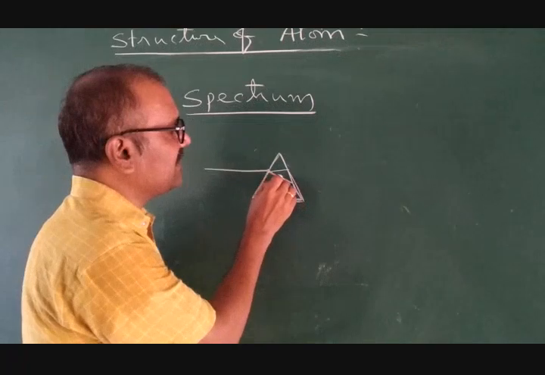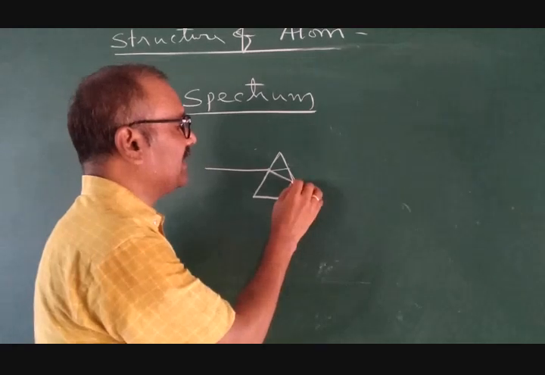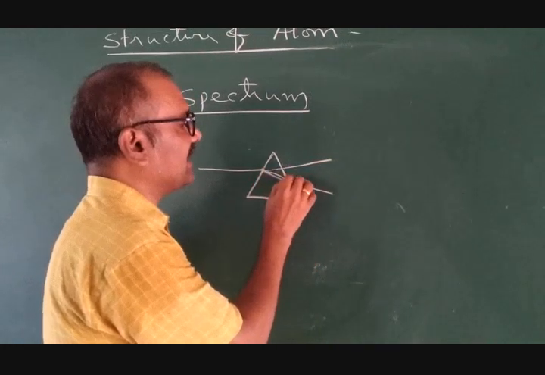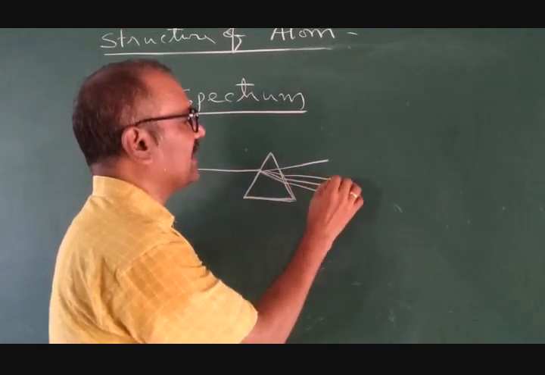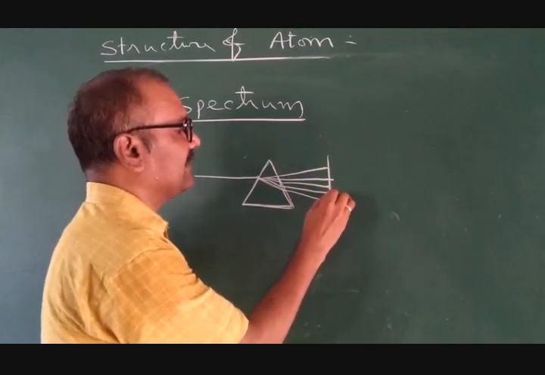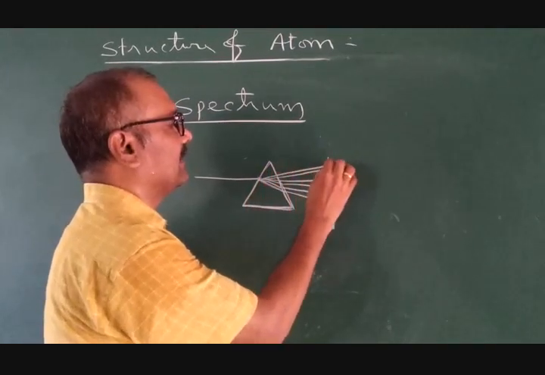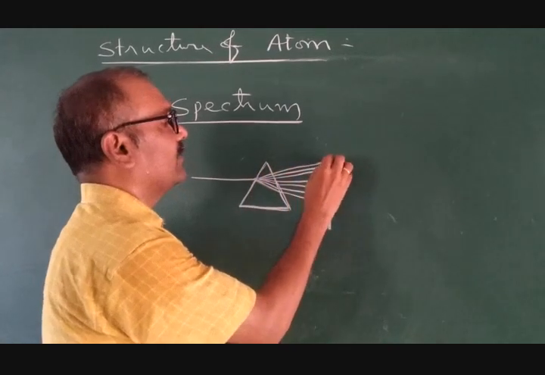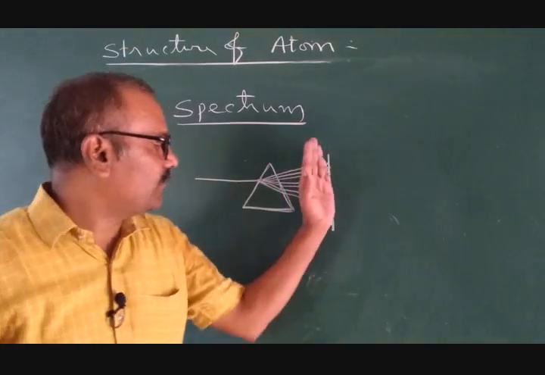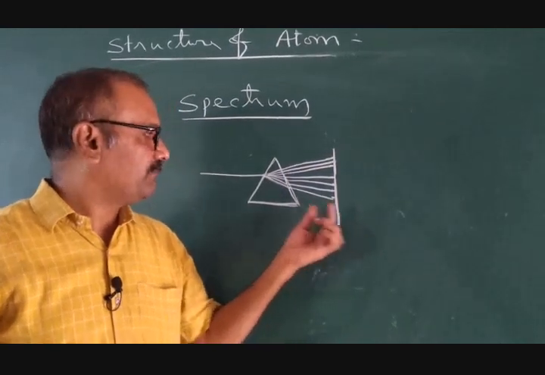That means they will bend, and these lines will be deflected. Deflected means separated, and these lines will come out in this way, and this pattern of light lines is collected on the screen. On the screen we'll get a spectrum, colored lines. On this photographic plate, whatever we are getting, that is called spectrum.